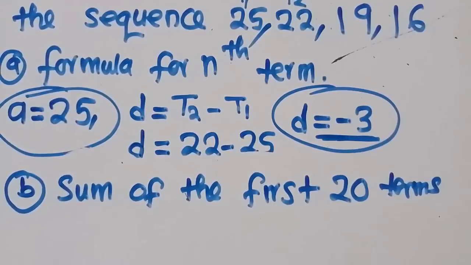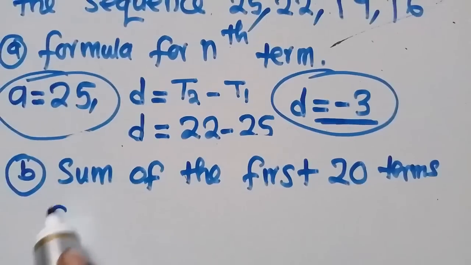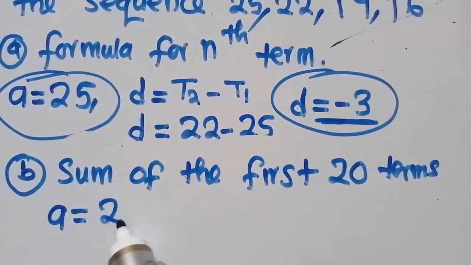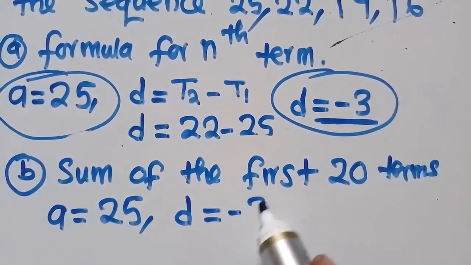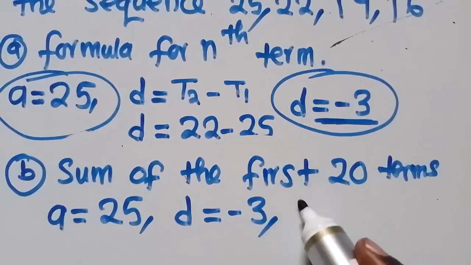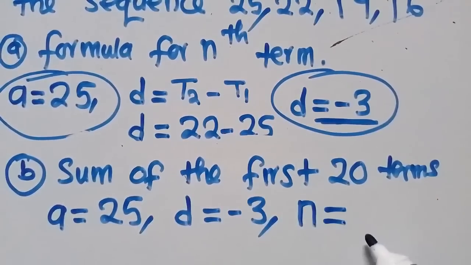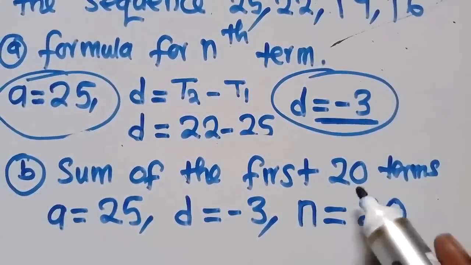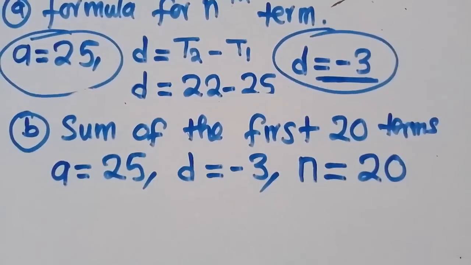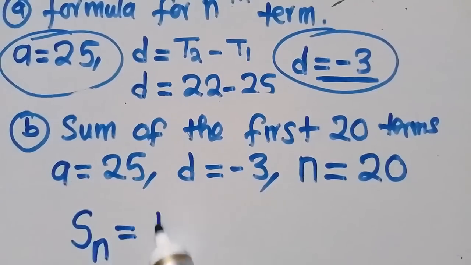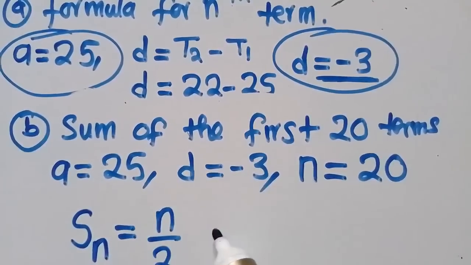You write the formula. You know that your first term is 25. What is your common difference? Your common difference is negative 3. Then what is the value of n? It is 20, the first 20 terms. This is the data you've written here, and this is what you are going to follow, where you now write the formula.